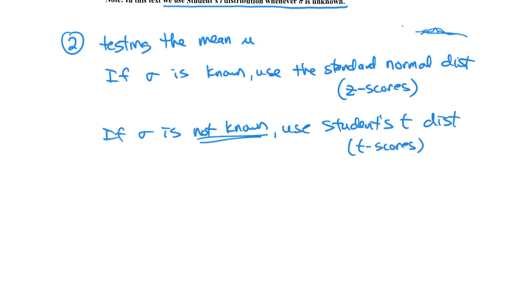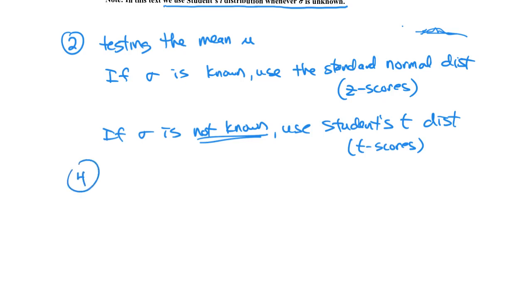So again, that's the important part in Chapter 8. When we are testing the mean, we've got a hypothesis test involving the mean. We have to look and see if we know sigma, and if we do, in that case, we're going to use z-scores. If we don't know sigma, we're going to use t-scores. Okay, so that's important.